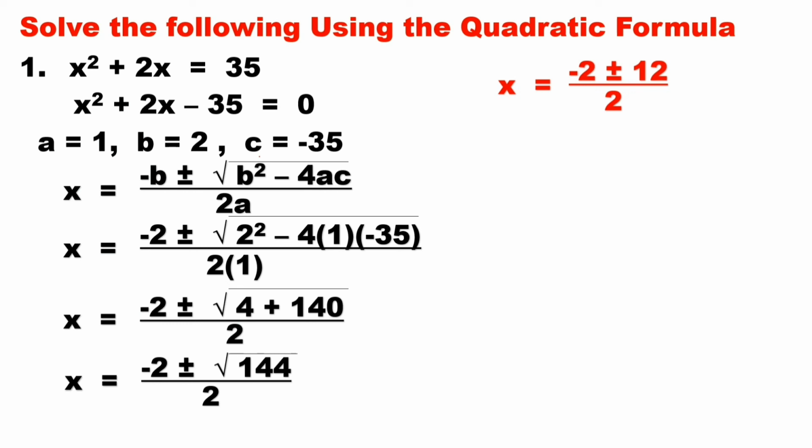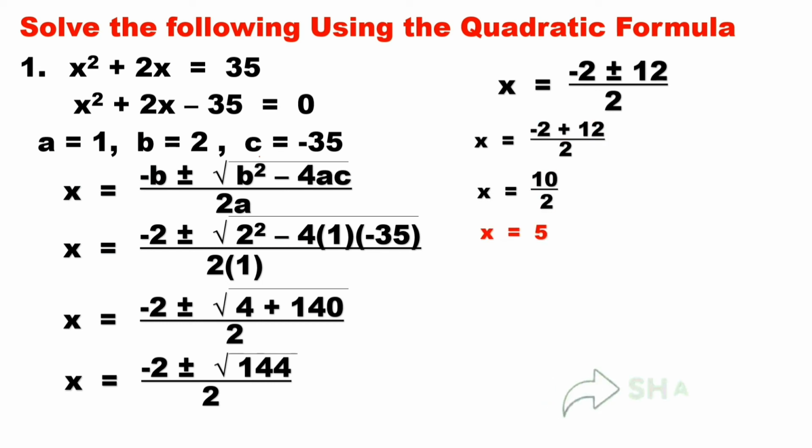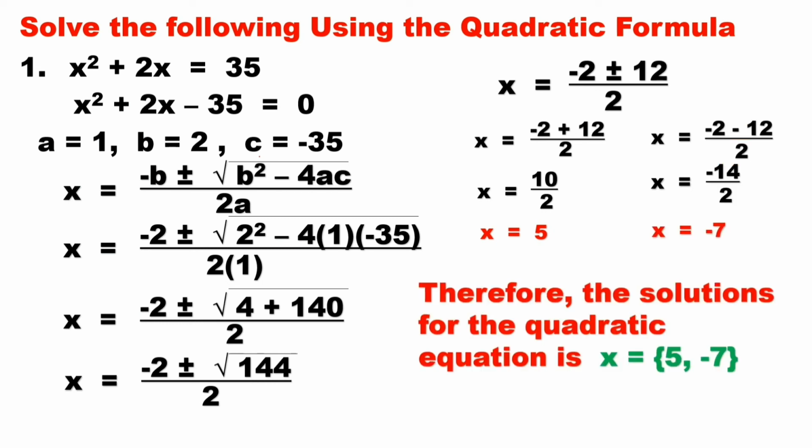The first value of x is negative 2 plus 12 all over 2. Negative 2 plus 12 equals 10. 10 divided by 2 equals 5. The second value of x equals negative 2 minus 12 all over 2. Negative 2 minus 12 equals negative 14. Negative 14 divided by 2 equals negative 7. Therefore, the solutions for the quadratic equation are 5 and negative 7.